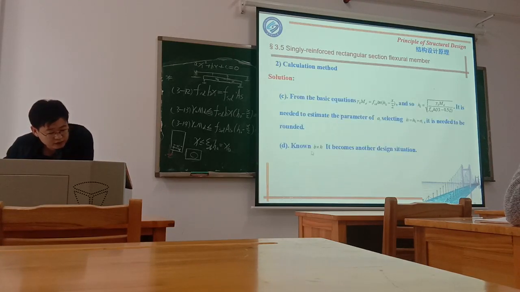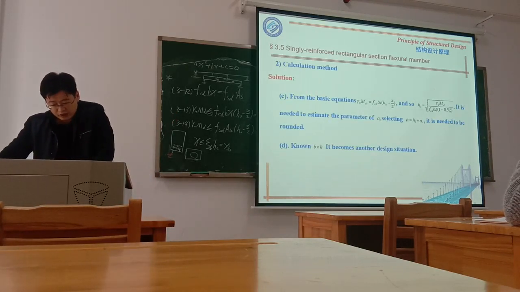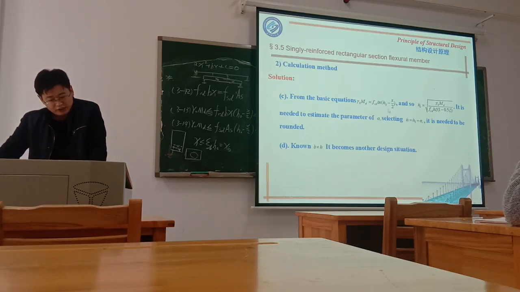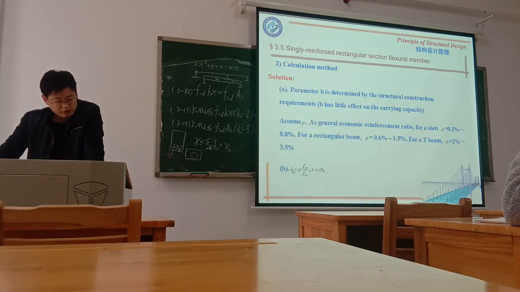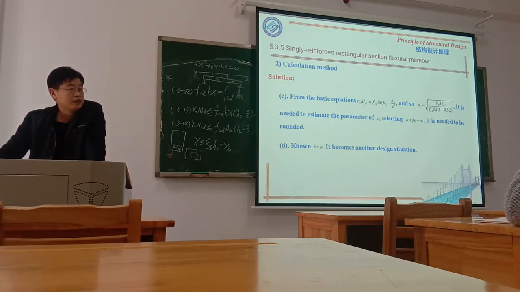Yeah. Then from this basic equation, we can get H0, because here we know X. In this equation we can use C to represent X. Then we can calculate H0. So it is needed to estimate the parameter AS. Selecting H equal to H0 plus AS. So it needs to be rounded. So still we need to assume AS.